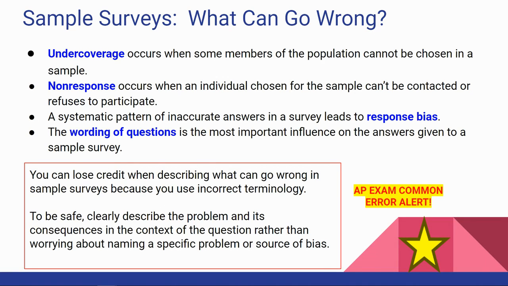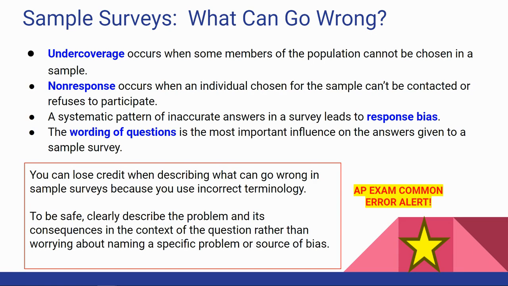So what could go wrong? Well, you can have undercoverage, which occurs when some members of the population cannot be chosen in a sample. You can have non-response, which occurs when an individual chosen for the sample can't be contacted or refuses to participate. A systematic pattern of inaccurate answers in a survey leads to response bias, and the wording of questions is the most important influence on the answers given to the sample survey.